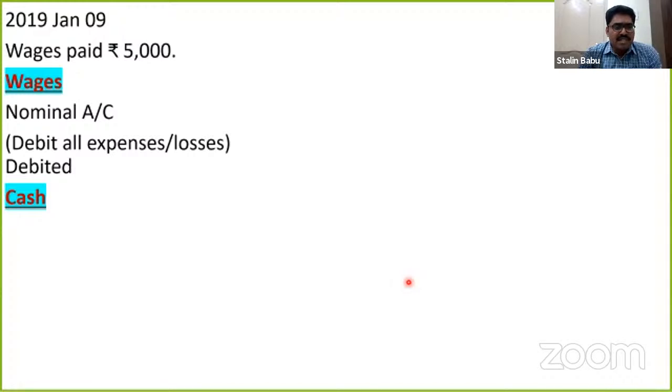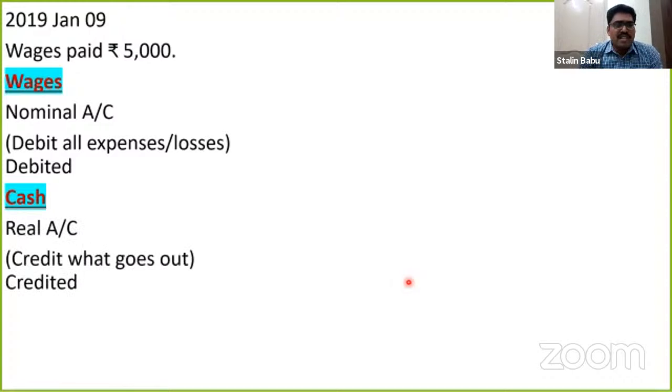Cash comes under which account? Personal, real or nominal? Yes, it belongs to real account. The principle of real account: debit what comes in, credit what goes out. Here cash is going out of the business. Whenever you see the word paid, paid means the cash is going out of the business. So cash account should be credited. So the entry is wages account debit to cash account.